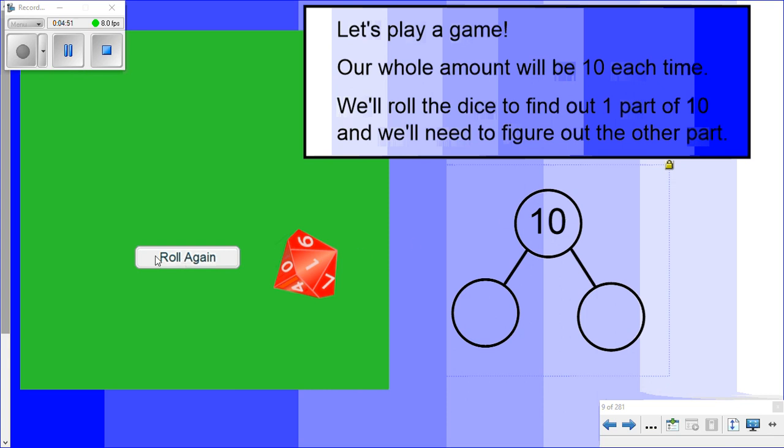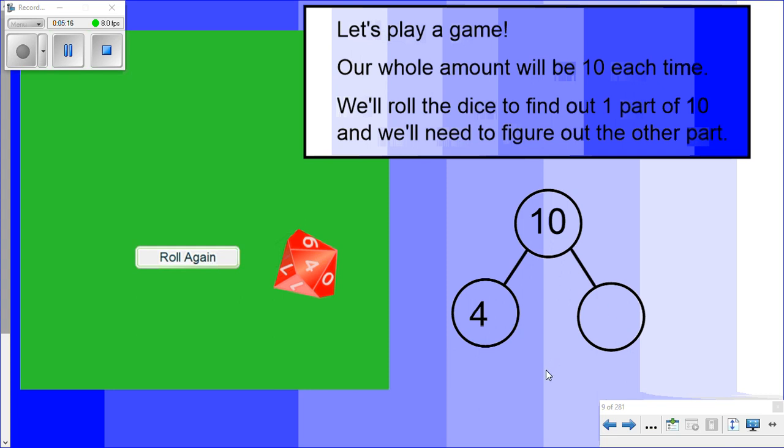I'm going to click to roll the dice and we'll see what number shows up. Right here is what we look at, the number that will show up right there. Okay, let me roll it. Okay, so one part of our 10 is a 4. So we need to put a 4 in our number bond. But now we need to figure out what the other part is.